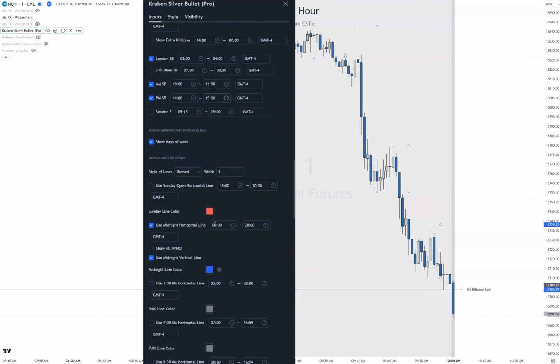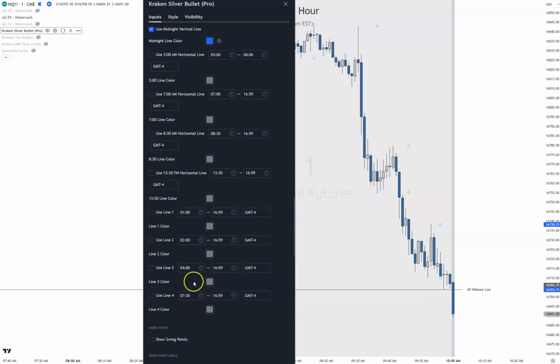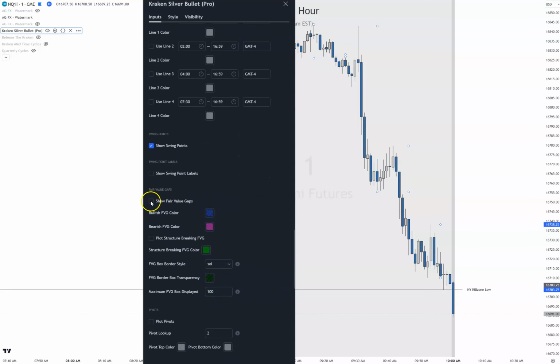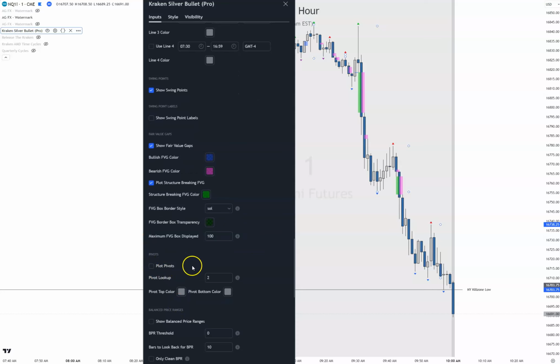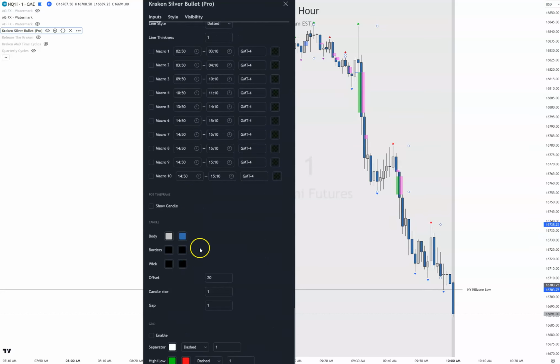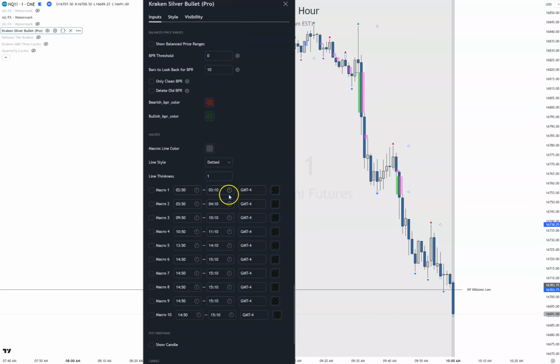So some new things we have on below the lines is we have swing points. So I turn those on. I like to show the fair value gaps in the different colors for bullish and bearish. And I also like the structure breaking fair value gaps. I don't usually use the pivots, but it's on there if you want. And I don't usually use the balance price ranges. And then I leave the macros and stuff. This is usually while I'm live trading. And at the end of the day, I go through the macros.